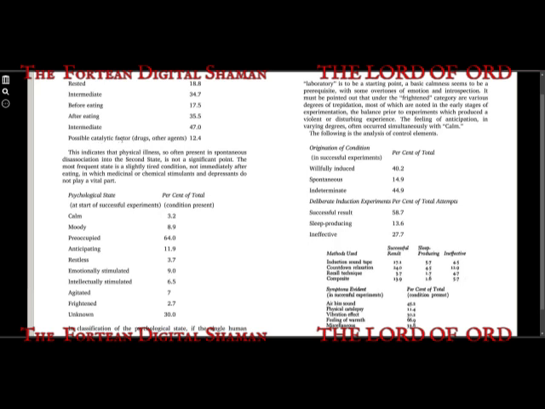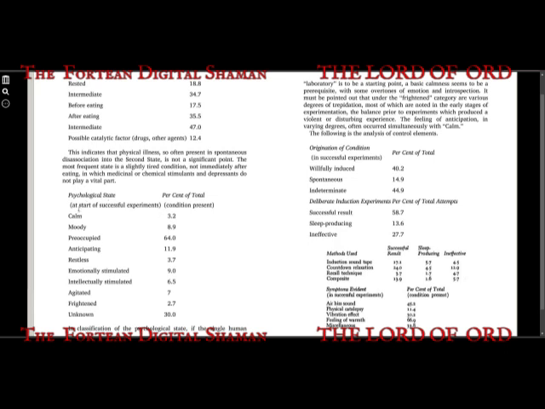The possible catalytic factor, drugs or other agents, 12.4%. This indicates that physical illness, so often present in spontaneous dissociation into the second body, is not a significant point. The most frequent state is a slight tired condition, not immediately after eating, in which medical or chemical stimulants and depressants do not play a vital part.